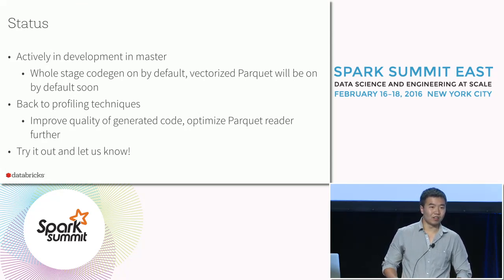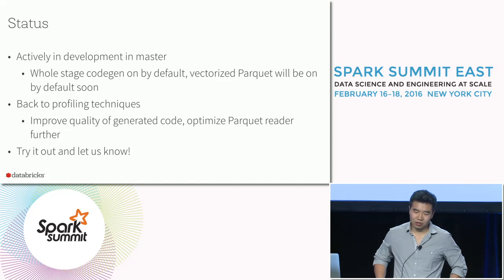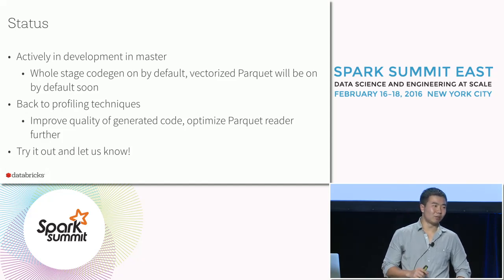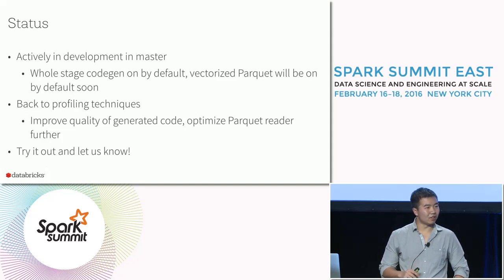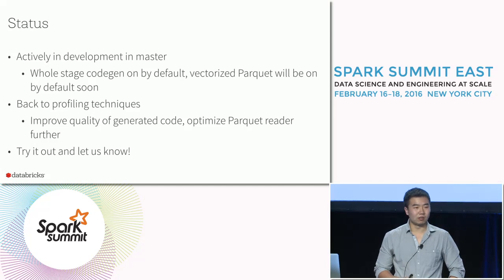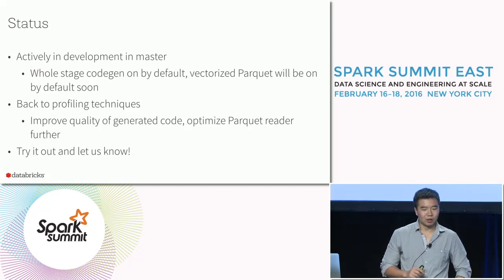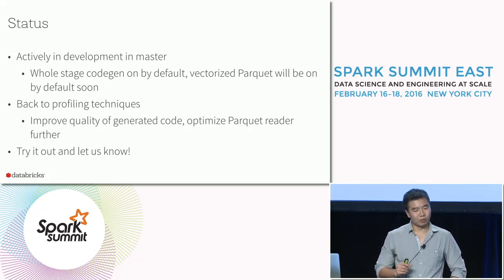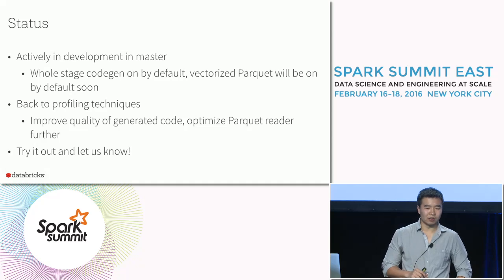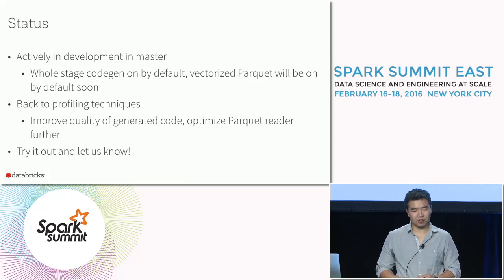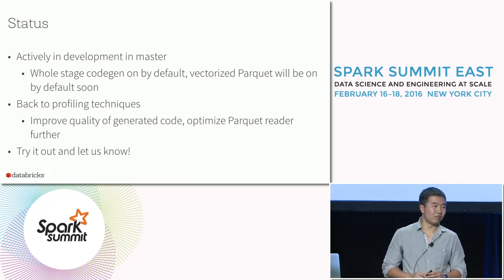For the remaining work, up to the end of the 2.0 milestone, we're back to the profiling techniques. At the beginning I said that profiling typically doesn't get you the order of magnitude improvement that we're looking for, but it's very good for some of the remaining work. What we're looking for here is to improve the quality of the generated code. It's not quite as optimized as the handwritten code that I had shown you in earlier slides, and to optimize the Parquet reader further.